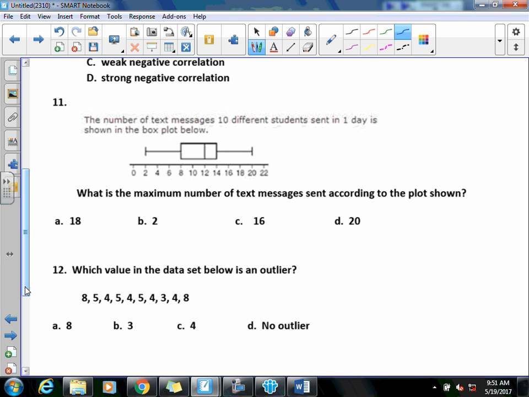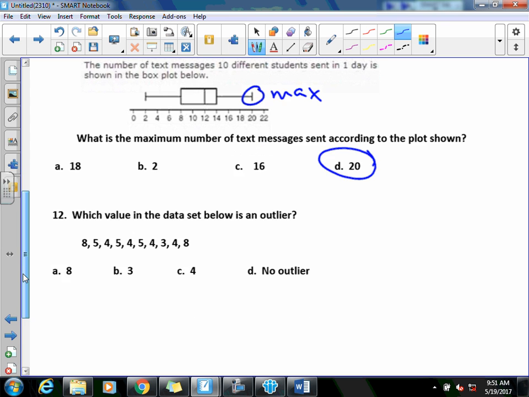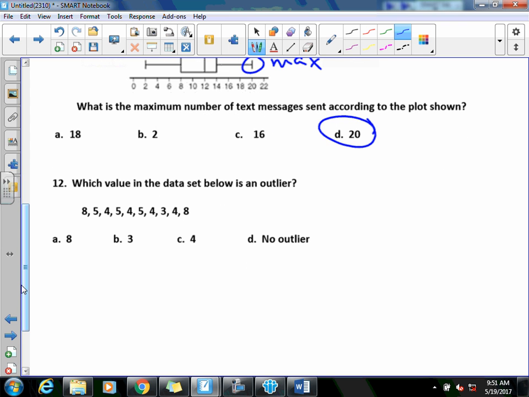Number 11, the number of text messages. So the same text message scenario, but new question. What is the maximum number of text messages sent? You're just reading it. Where's the max? It's that very last one right here. Okay. All right. So that is 20. B. And thanks, guys, for catching my mistakes. You're doing a good job.